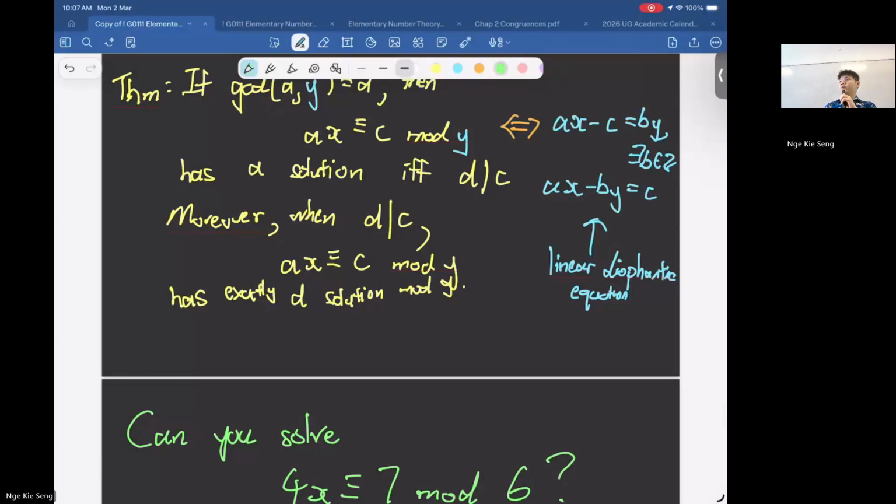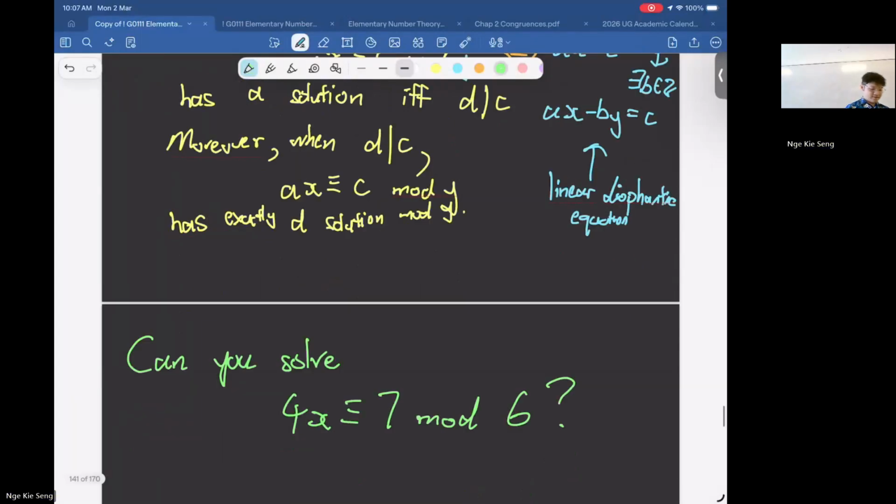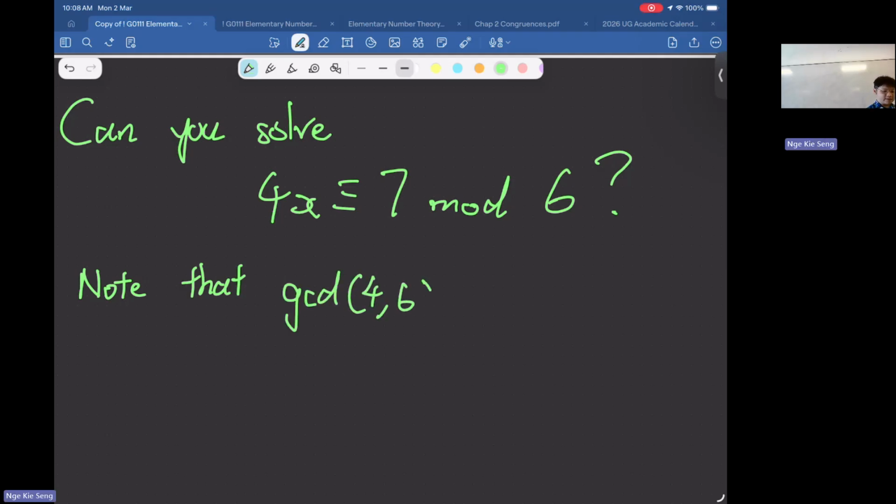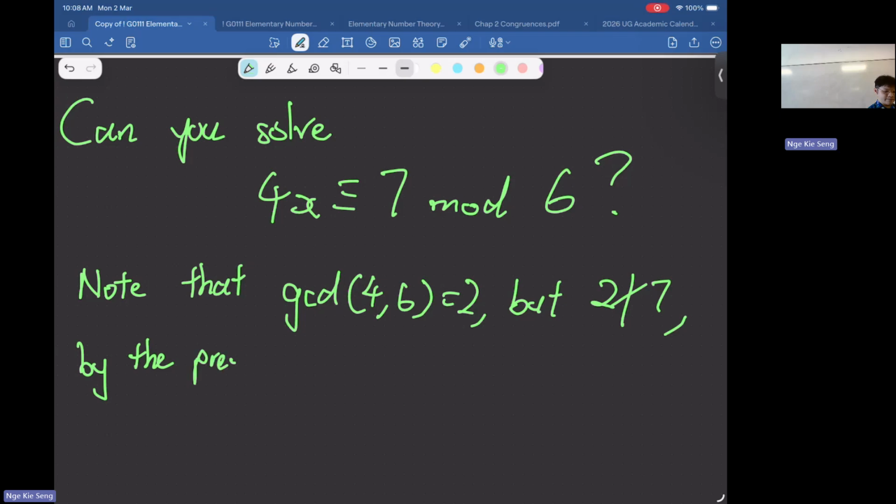You can't? Okay, why? Good. What about the 2? How do you get a 2? The GCD between 4 and 6 is 2, but 2 doesn't divide 7. So by the previous theorem, 4x congruent to 7 mod 6 has no solution.